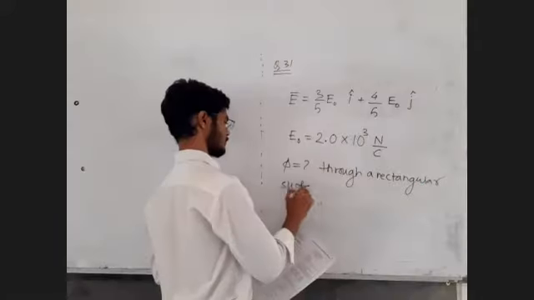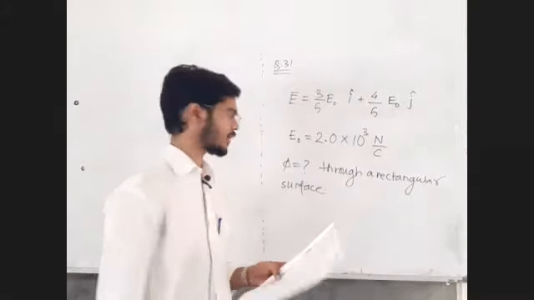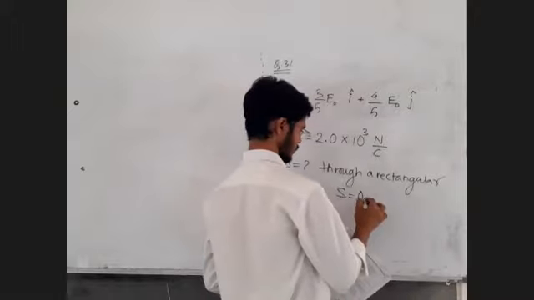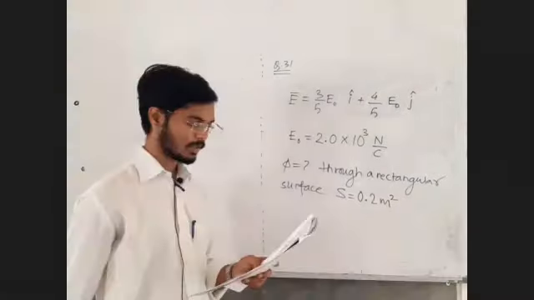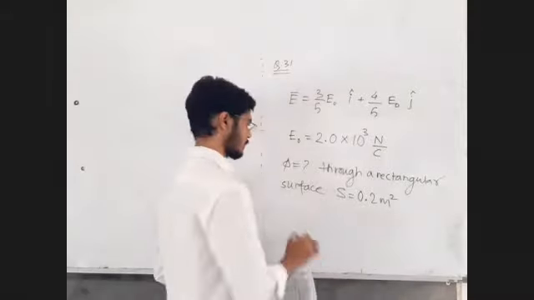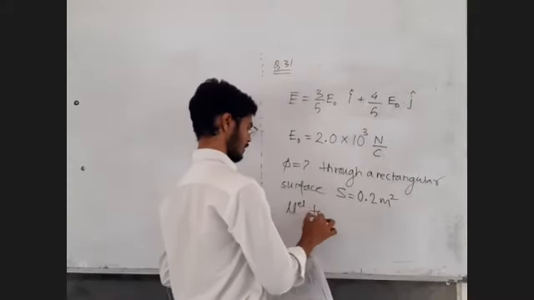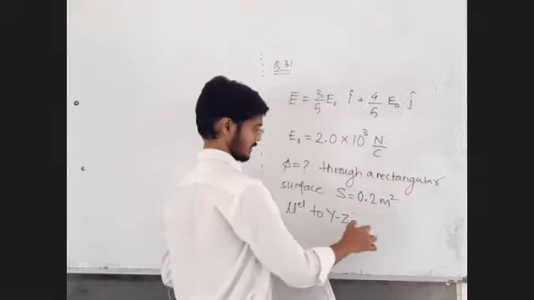Okay, sir. Fine. Through a rectangular surface having surface area. What is the surface area? Magnitude of the area is 0.2 meter square. Okay, and parallel to YZ plane. This rectangular surface is parallel to YZ. Y dash Z means YZ plane.